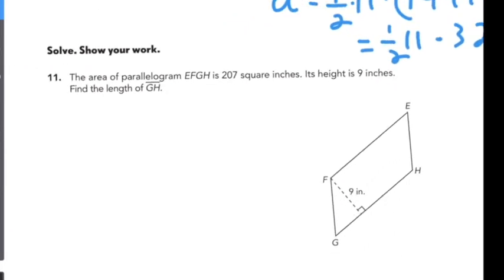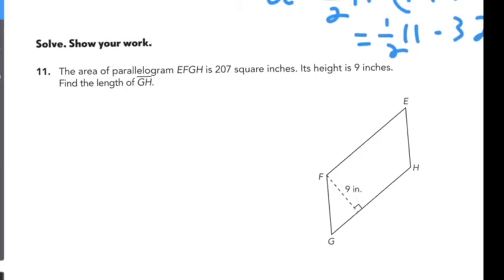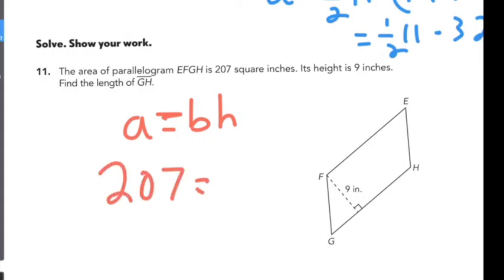All right, so number 11 is you fill in what you know. This is a parallelogram, so area equals base times height. The area of the parallelogram is 207, which will equal the base, which I don't know, because that's what I'm trying to figure out, times the height, which is 9. So you should know we have to divide by 9 on both sides, and that'll give you the answer.